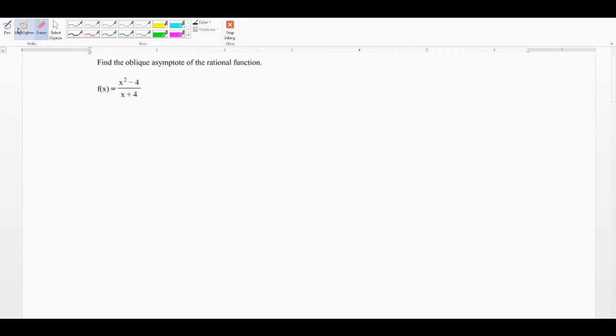So with that in mind, that means it has no horizontal asymptote. And it does have an oblique asymptote because the degree on top is 1 more than the degree on the bottom. If that were x cubed minus 4 over x plus 4, there'd be no oblique either. But since it's exactly 1 more, top is 1 more than the bottom, it does have an oblique.